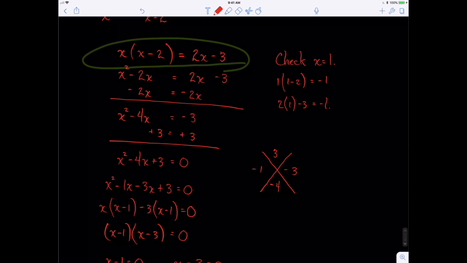And then let's also check when x is 3. So then I would have 3 times 3 minus 2. That's going to be a 3. And 2 times 3 minus 3, 6 minus 3, that's 3 as well. And we did it. And that's one application of solving quadratic equations.